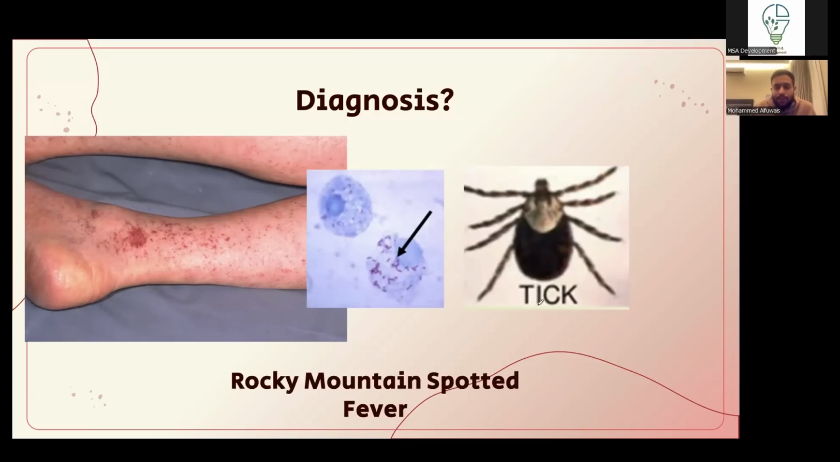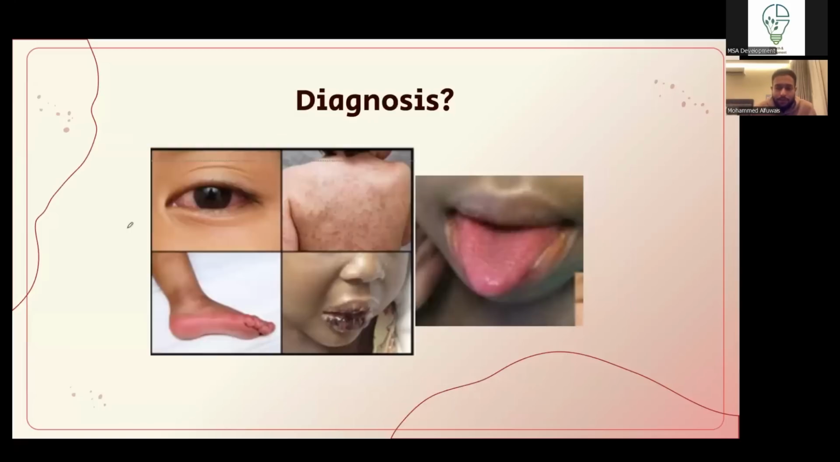But basically, this is Rocky Mountain spotted fever. This is basically caused by Rickettsia. It's a tick bite infection that usually causes a rash in the palms and in the wrists. And here it's in the legs. It causes arthritis, fever, and headaches. Ignore this disease.